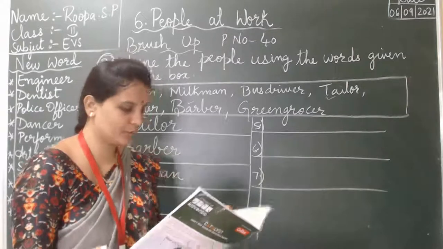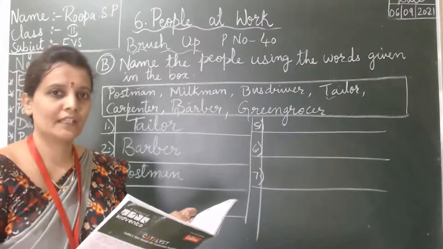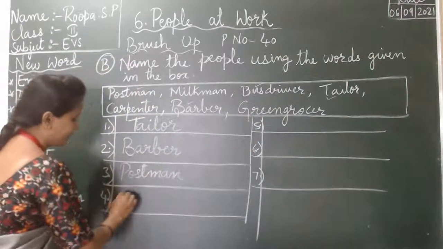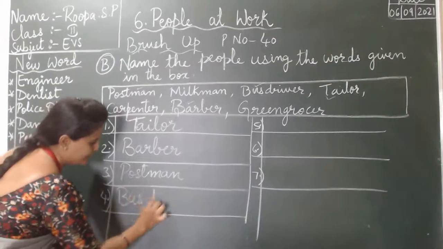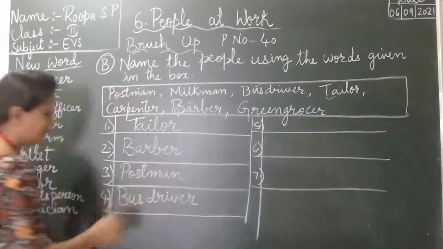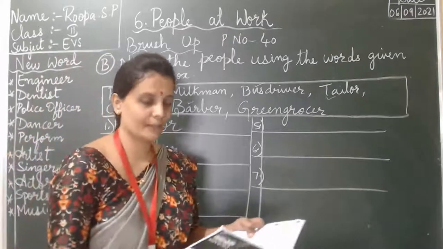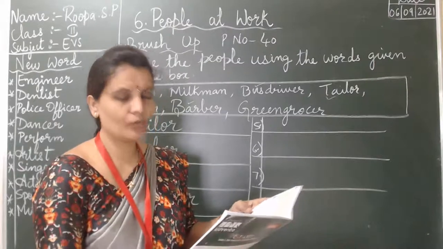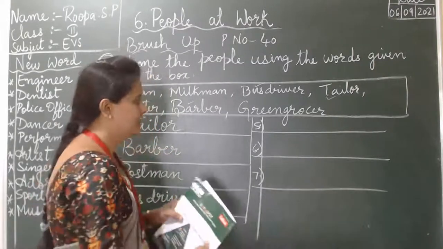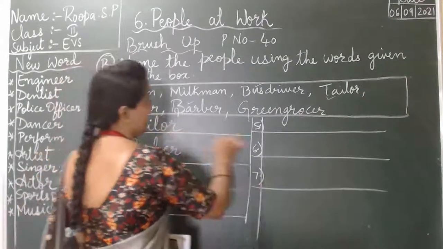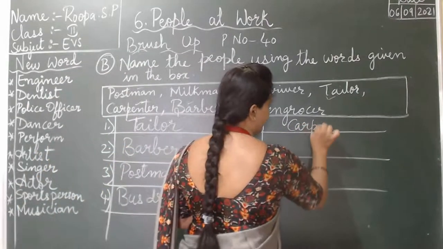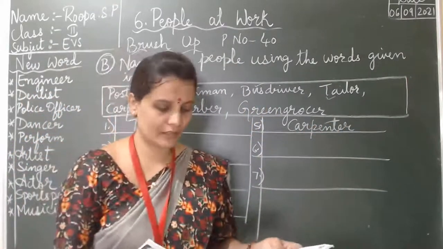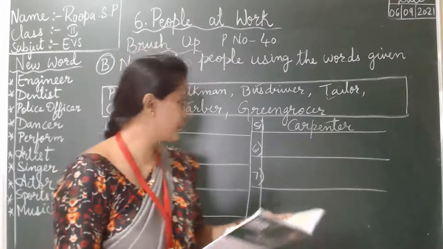Fourth one. Who is the fourth man? What is he doing? He is driving a bus. So he is a bus driver. Write that in the fourth blank. Fourth worker is bus driver. Then fifth one. See the picture of the fifth one, children. He is cutting the wood. Who cuts the wood and all? Carpenter. Yes. Right here in the fifth blank, carpenter. What does he do? He makes doors, windows. Yes, no?